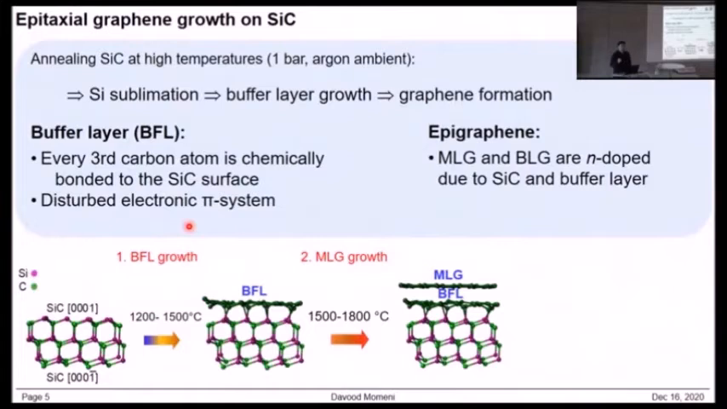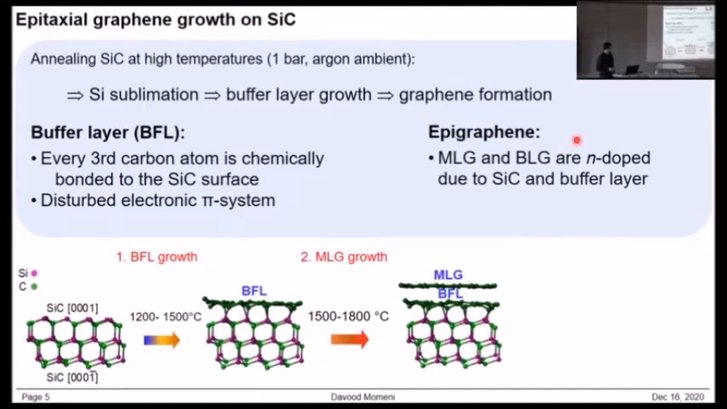Many of you are already familiar with the principle of growing graphene epitaxially. The main process is very simple. If you heat the silicon carbide at high temperatures, up to 1500 Celsius, you get a layer which is partially covalently bonded to the substrate. This layer looks very similar to graphene, but does not show electronic properties like graphene, so it's electronically dead. If you continue the annealing at high temperatures, then you get a second layer, and the first layer turns into monolayer graphene. That's how we get epitaxial graphene.